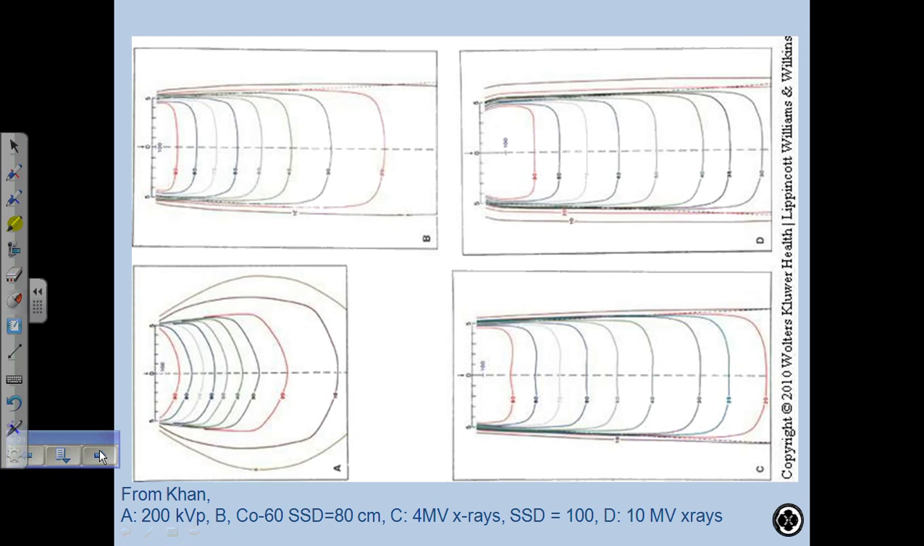What else is a distinguishing characteristic about these low energy ones? As you go farther out, there's more lateral scatter. Okay, and we know that low energy beams will scatter laterally more than high energy beams. So more lateral scatter. What other differences do we find?